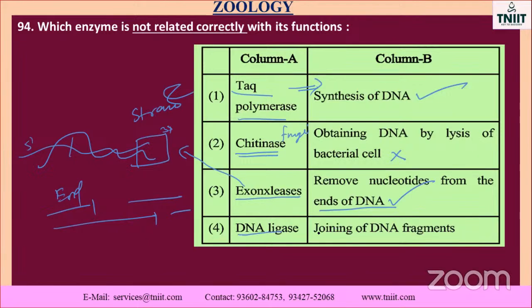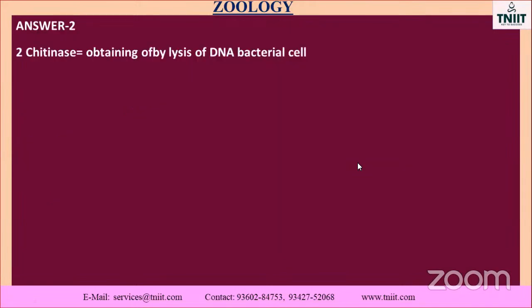DNA ligase means linking, joining of DNA fragments. Suppose the fragments during the replication process, the DNA is like this, you know, they are all interlinked. And finally, they give you the entire structure of the DNA molecule with the help of the enzyme called DNA ligase. It's also a correct one. So the wrong answer is chitinase. Chitinase is mostly found in the fungal cell wall. It is not in a bacterial cell. Okay. Chitin obtained by lysis of bacterial cell is the wrong answer.